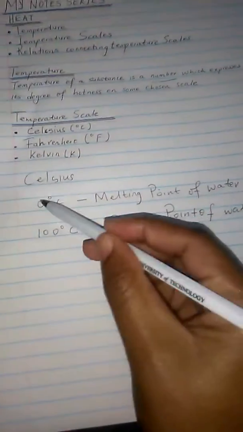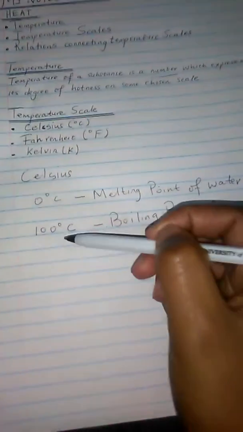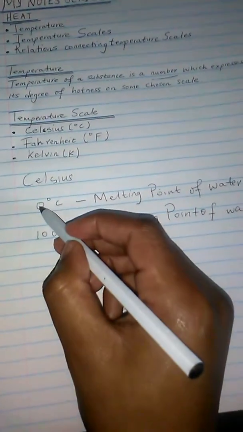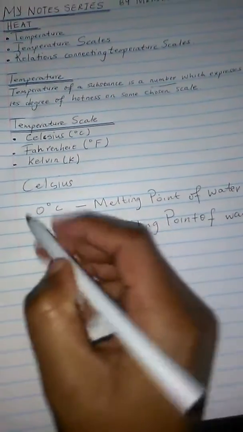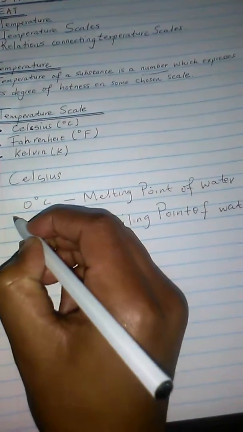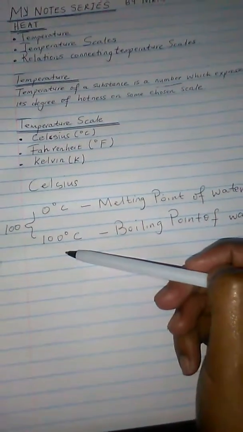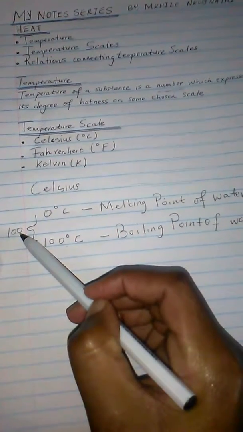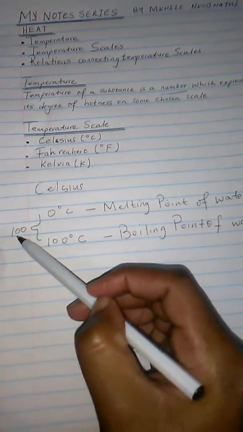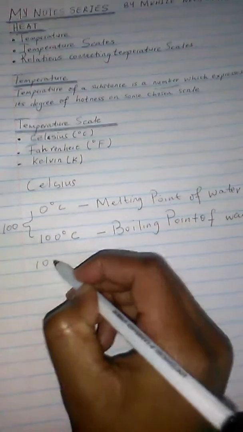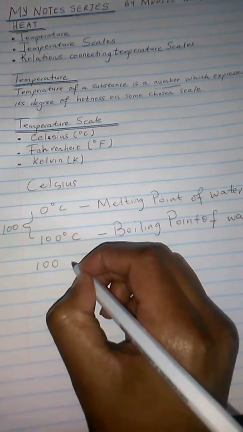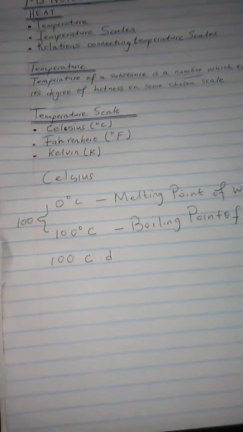So now we know 2 points on the Celsius scale, and what we can notice is that between 0 and 100 there is a difference of 100. So it means between 0 and 100 there are 100 degrees, or 100 Celsius degrees. So we can say there are 100 Celsius degrees. Now this is very important, especially when we are relating different scales.